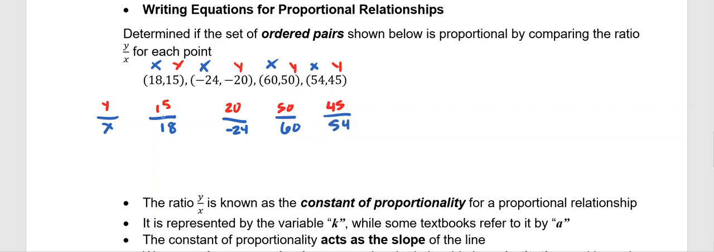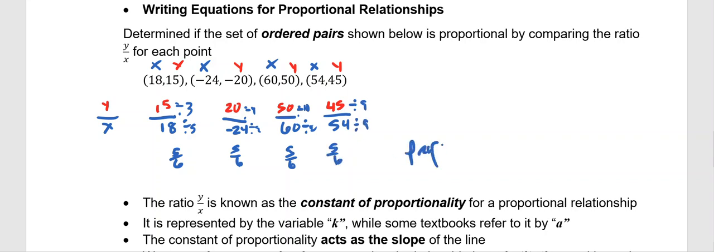So if we reduce all these down, we should quickly determine that we do get a proportional relationship, because let's see, I know 3 goes in to both, that's 5 to 6. I know 4 goes in, that's 5 to 6. I know 10 goes in, that's 5 to 6. And I know 9 goes in, reduced down, that's 5 to 6. So we do indeed have a proportion.